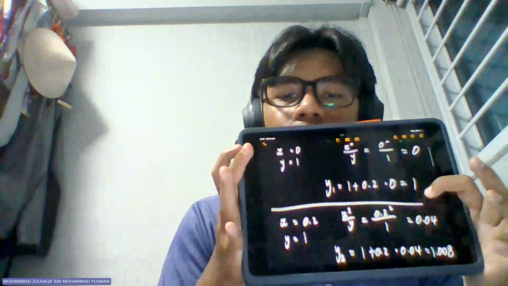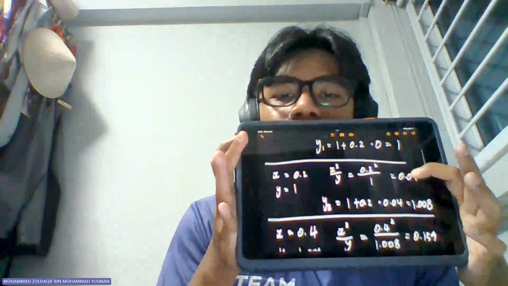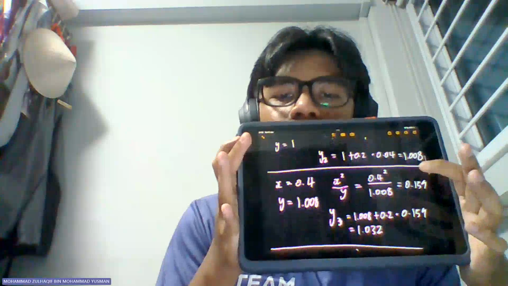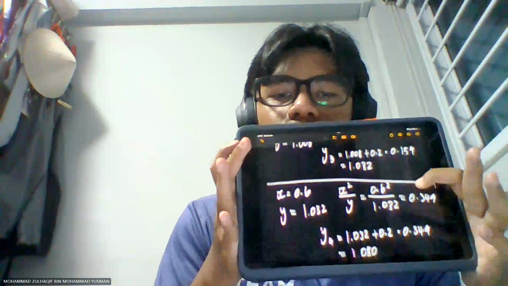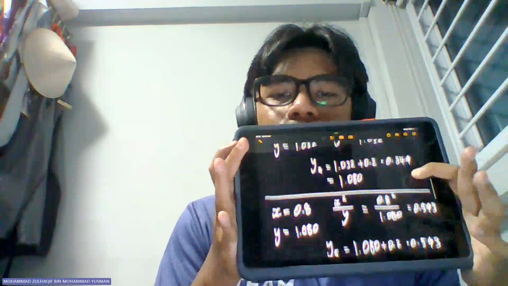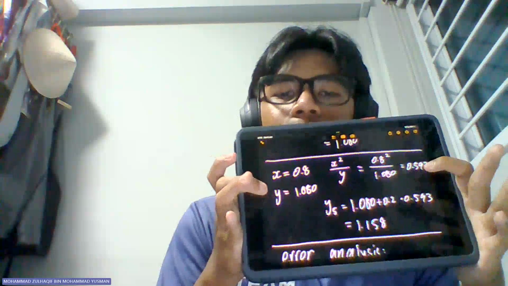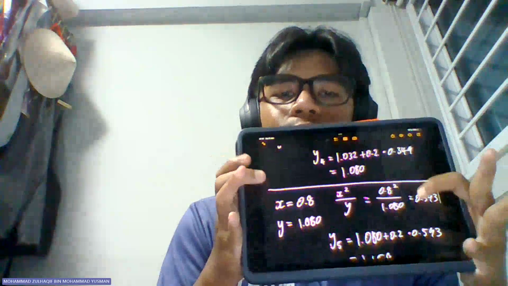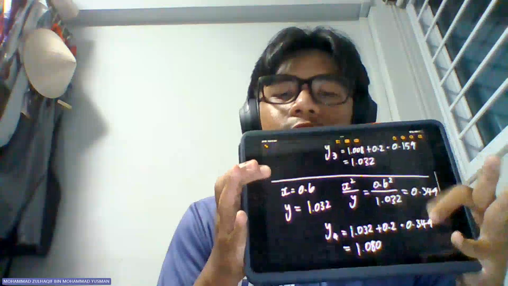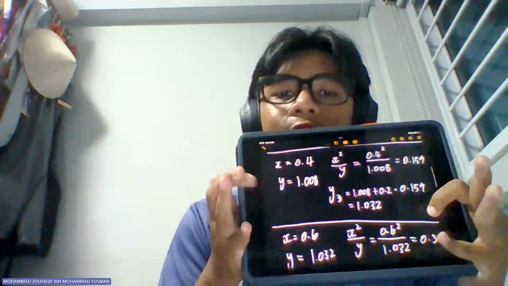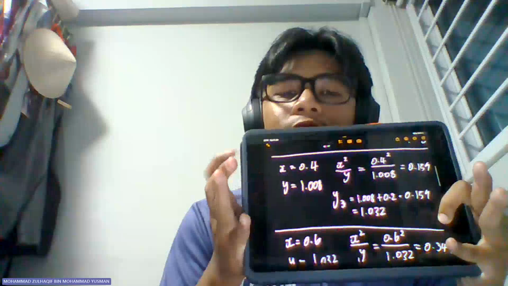y1, y is 1. y2 will be 1.008. y3 will be 1.032. y4 will be 1.080. And y5 is 1.150. Do take note that my y for the subsequent lines is actually changing in correlation to the previous y.